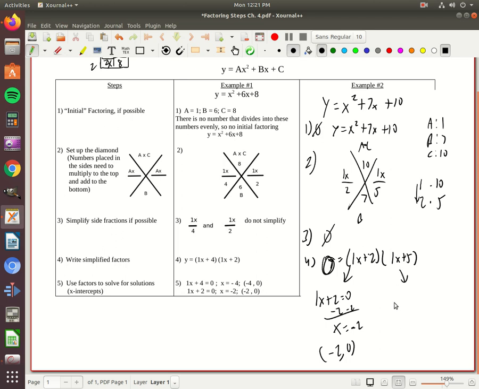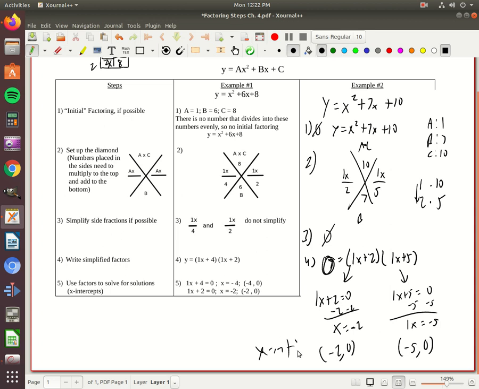Here, I'm going to get 1x plus 5 is equal to 0. I'll subtract 5 from each, so I get 1x equals negative 5. So again, my x is negative 5, but my y was 0. So these are going to be my two x-intercepts.